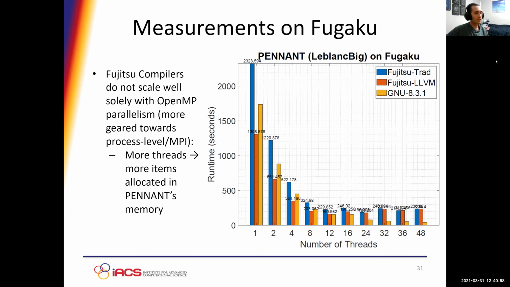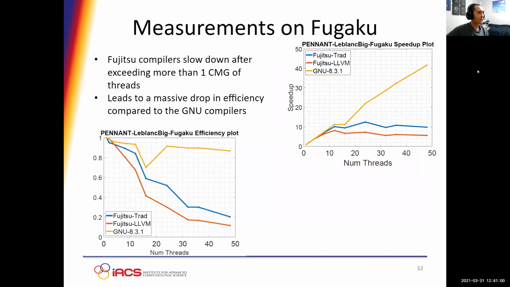But in any case, on the next slide, we detail similar relative speedup and efficiency between the GNU compilers and the Fujitsu compilers. And what I find interesting is that both Fujitsu compilers exhibit near identical behavior, even though at different levels. So in the relative speedup, we see that actually all three compilers exhibit similar behavior with speedup until you have more threads than can be placed onto one core memory group.